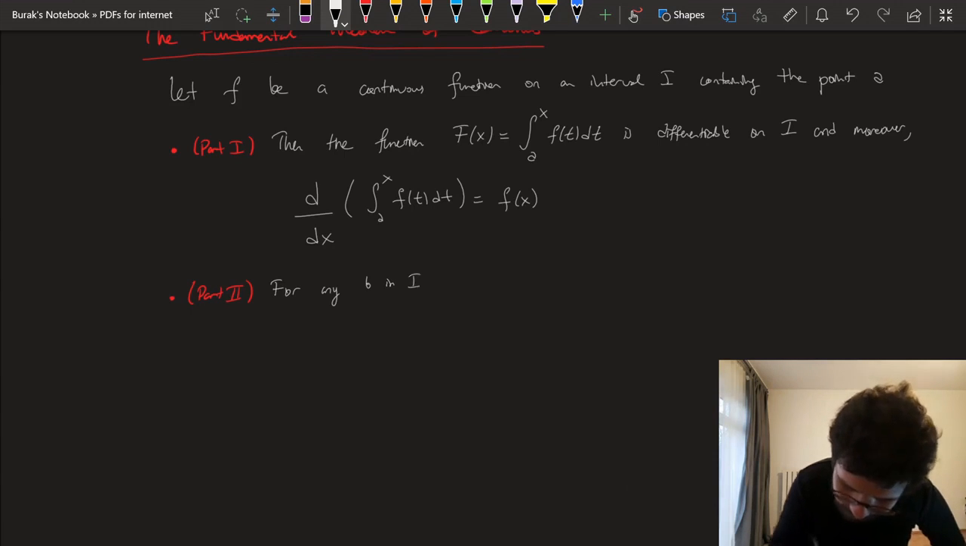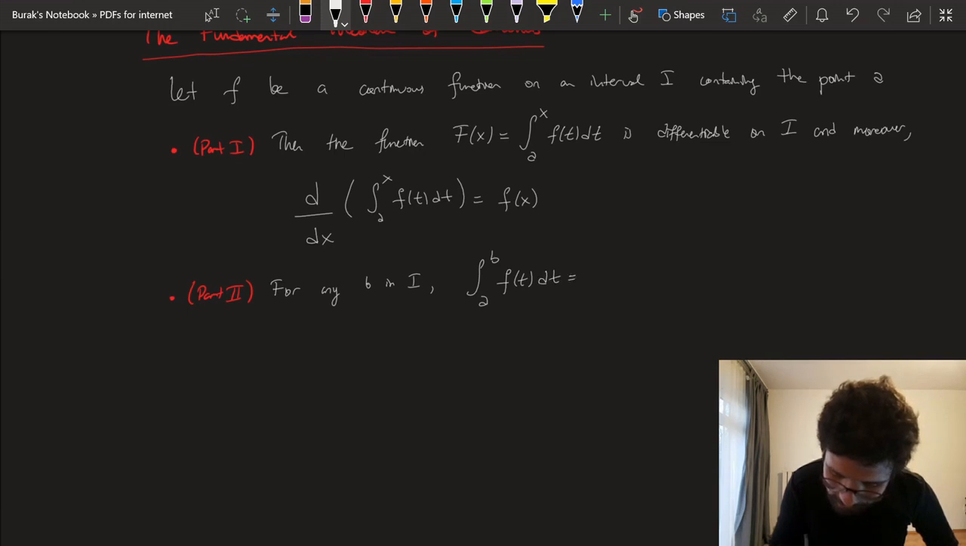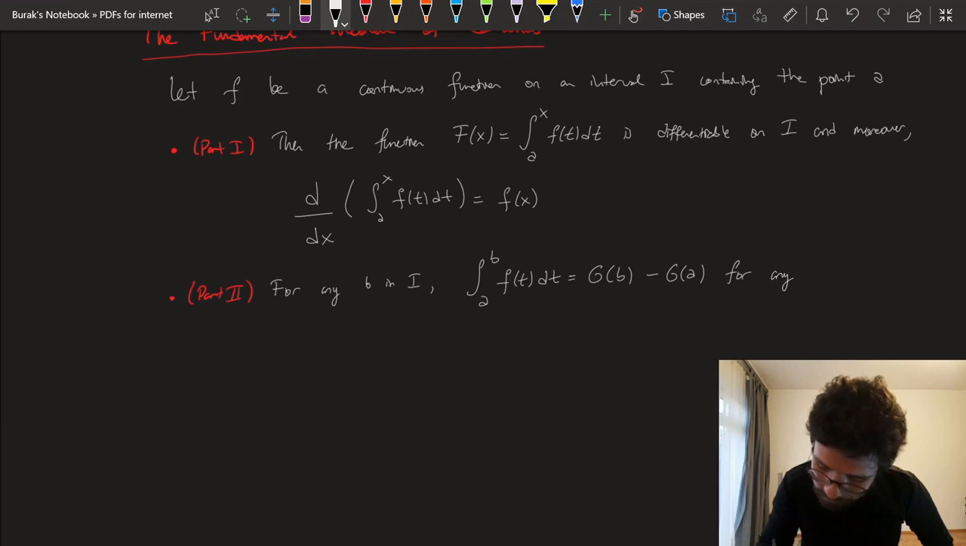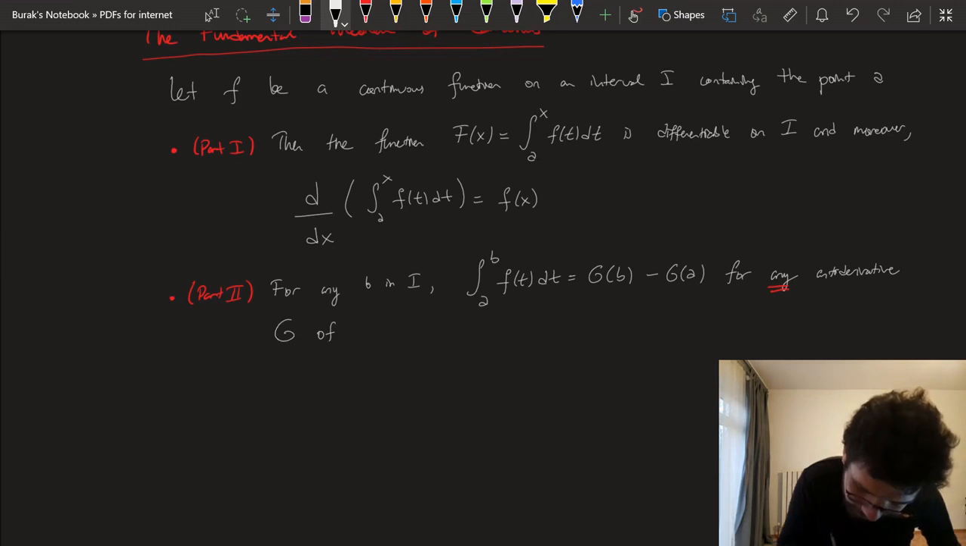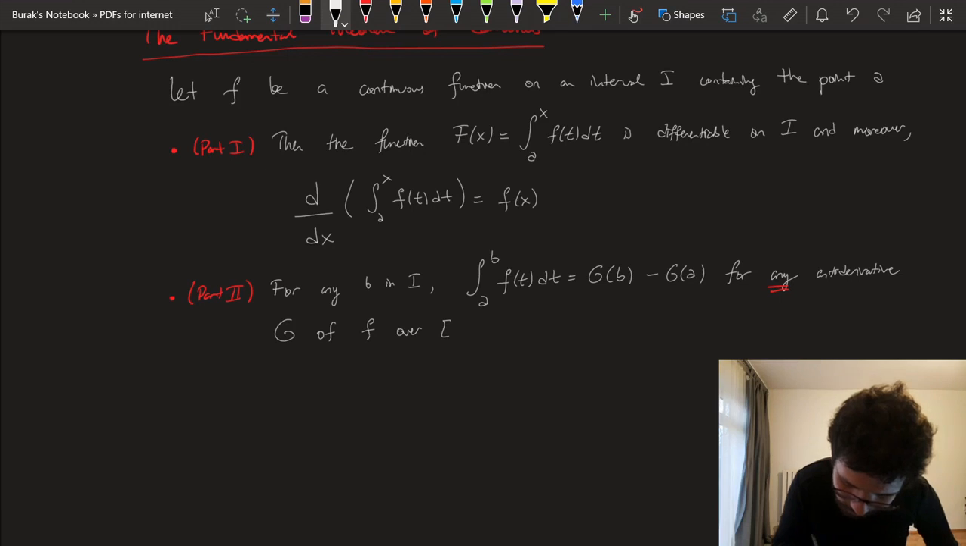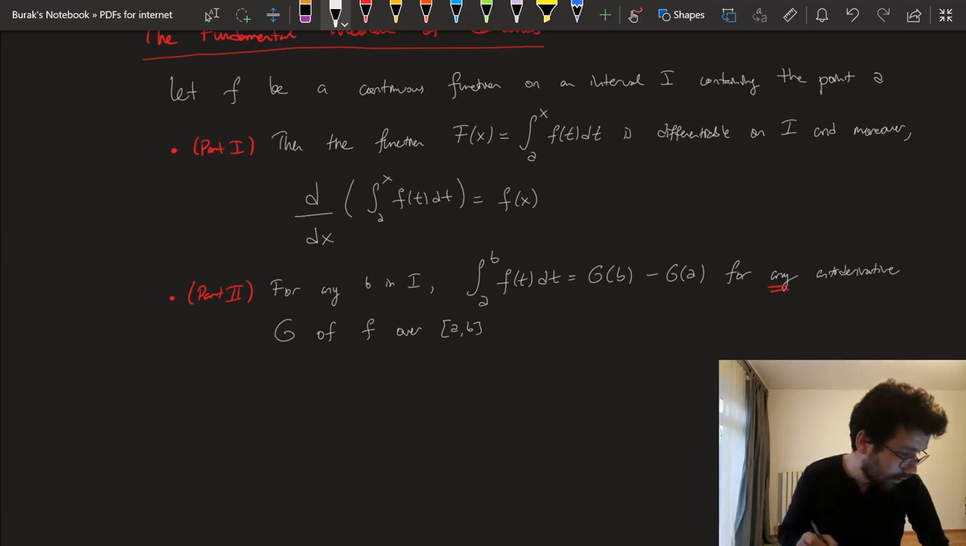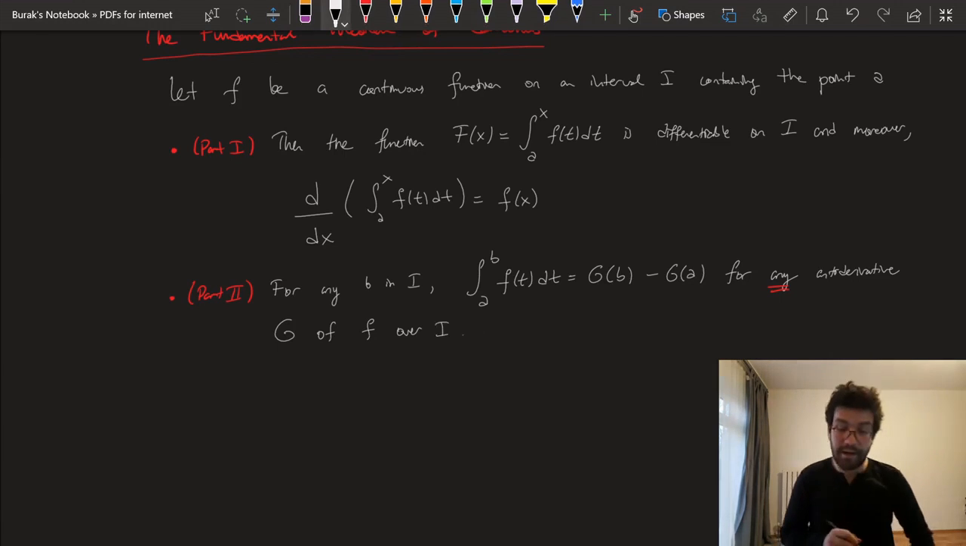for any b in I, we have that the definite integral of little f from a to b is equal to f of b minus, well, I shouldn't really use big F. I should use big G of b minus big G of a for any antiderivative big G of f over the interval, let's say I over I. Okay, that's better.